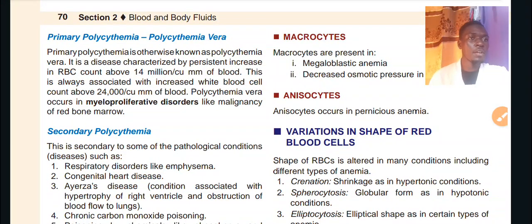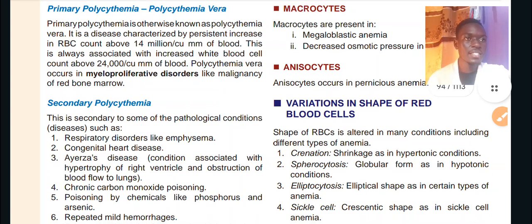However, macrocytes may be caused by megaloblastic anemia. When you download the other video on anemia, you'll learn about megaloblastic anemia. We also have decreased osmotic pressure in blood. Then anisocytes occur in pernicious anemia. When you download the video on anemia, you'll learn about pernicious anemia.